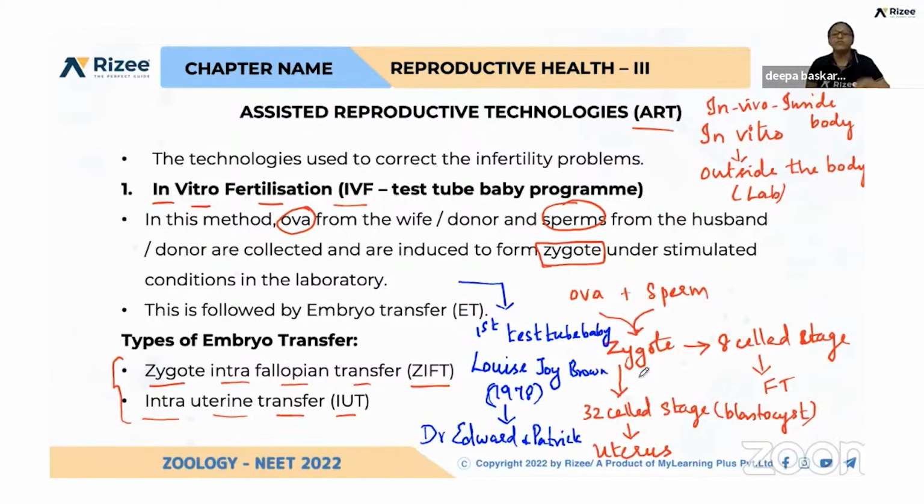After the zygote formation, we have to ensure whether the fusion of gametes happened successfully or not. After confirming zygote formation, the zygote can be directly transferred at the 8-cell stage. The zygote will divide into 2, 4, 8, 16, 32 like that. If we transfer at the 8-cell stage, it can be directly transferred to the fallopian tube of the female body. And again, if we make the zygote develop up to the 32-cell stage, which is called a blastocyst, it can be directly implanted into the uterus, which is called IUT, intrauterine transfer.